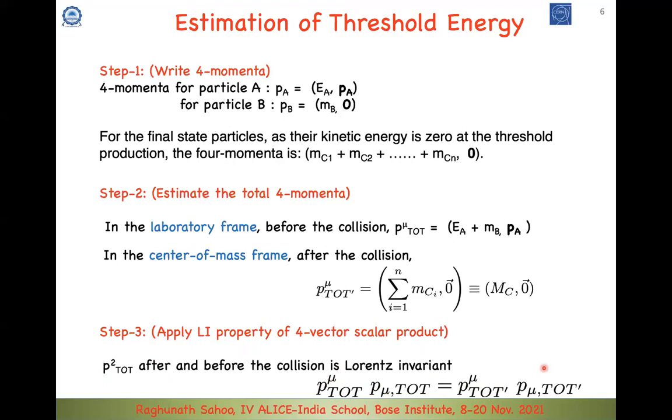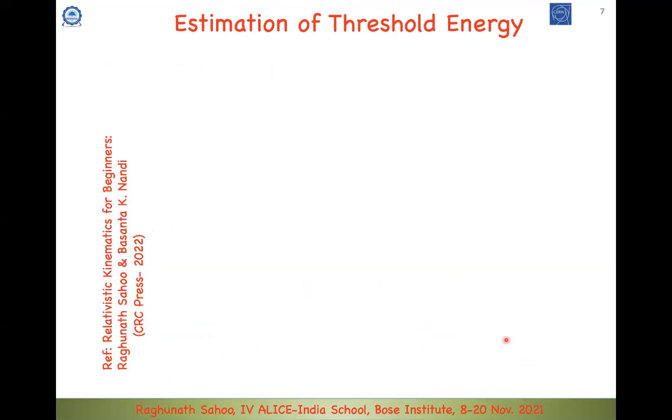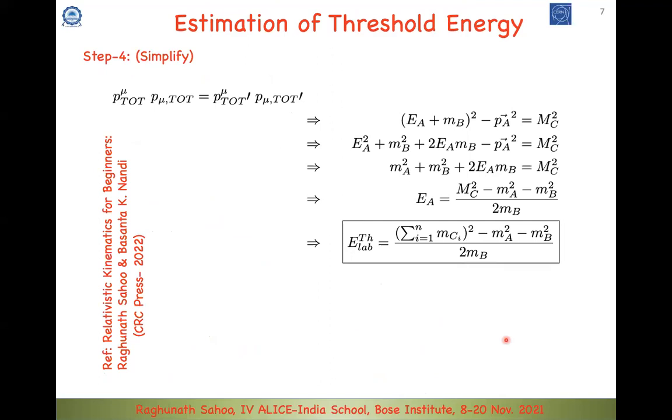Okay, but this is what we know, it is Lorentz invariant. So Lorentz invariant means it is independent of the frame of reference you have chosen. Fine. So with this, you simplify the algebra, and this recipe is clearly given in our upcoming book with this example also. So when you simplify this 4-vector scalar product, you multiply your temporal component, which will give you (E_A + M_B)², and the minus sign will come from contravariant and covariant.